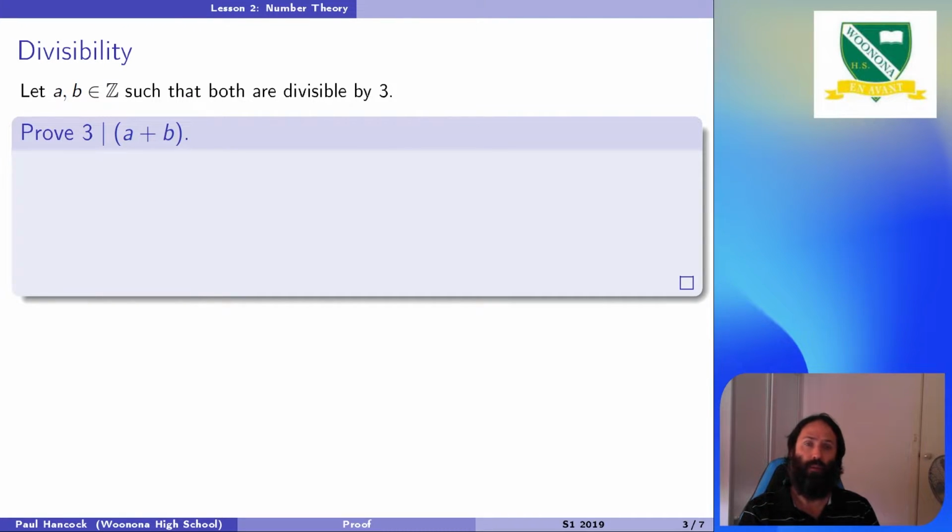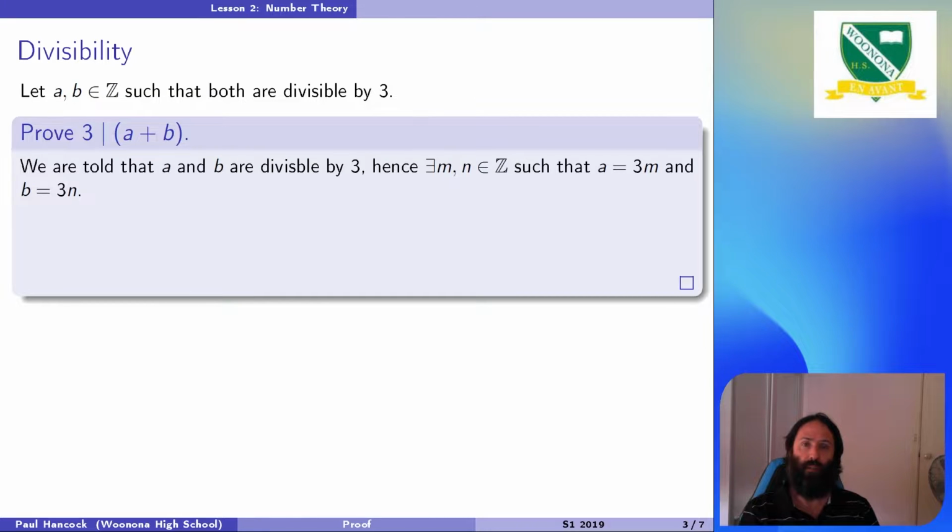Okay, so we're going to prove firstly that a plus b is also divisible by 3. It's a fairly simple, straightforward proof. So we'll start by establishing what we know. We're told that a and b are both divisible by 3, and from our definition of divisibility, that means that there exists an m and n in the integers, so that a is equal to 3m and b is equal to 3n. So a is some multiple of 3 and b is a different multiple of 3. They could possibly be the same, but we like to keep it nice and generic here so that we don't lose generality, because they may not be the same multiple of 3.